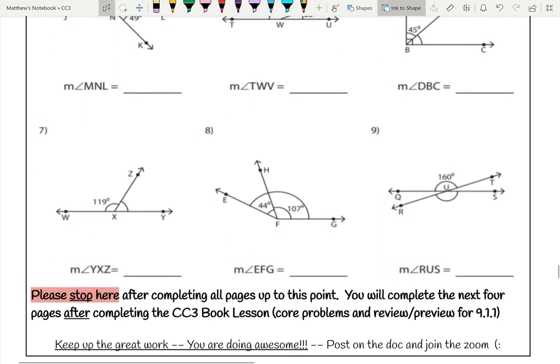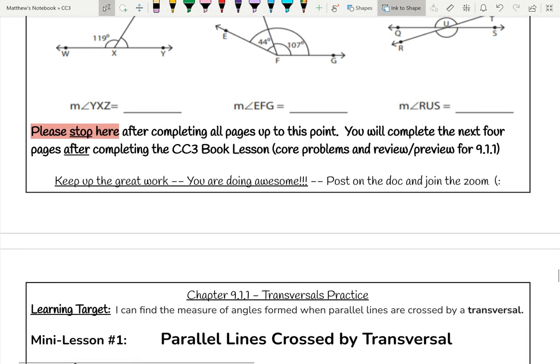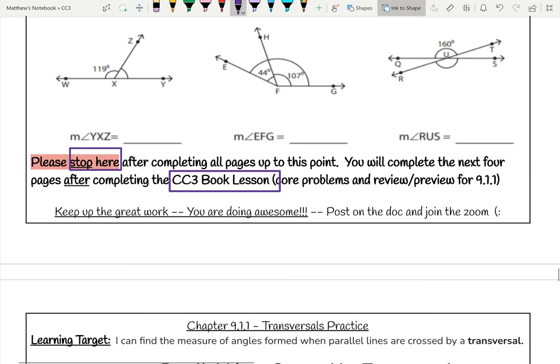So try your best to complete this page here and then stop. Once you get to the bottom of this page, you're going to stop and you're going to look at the CC3 book lesson, which are the core problems, and we'll have videos going through each and every one of those as well. All right, so we'll come back to this packet, but first we're going to go through the core problems to be introduced to transversals, and then we'll come back here for some additional practice.